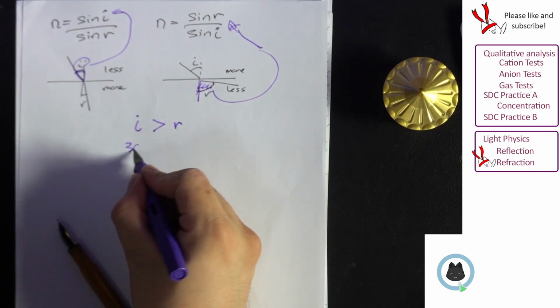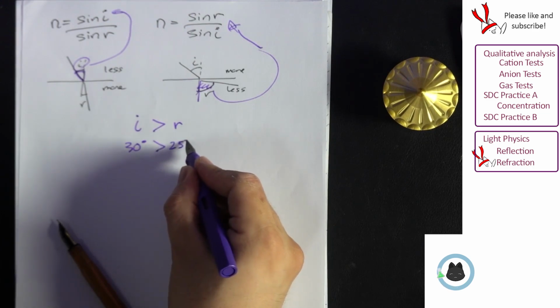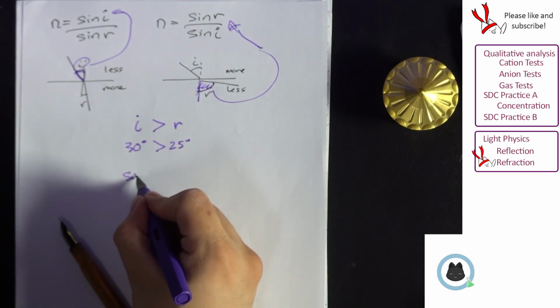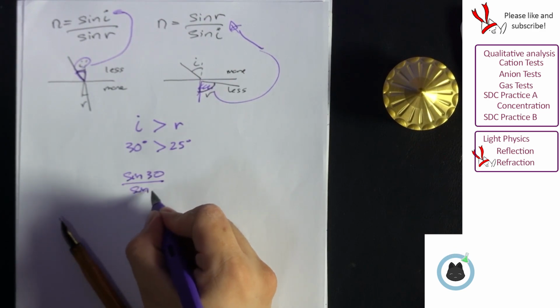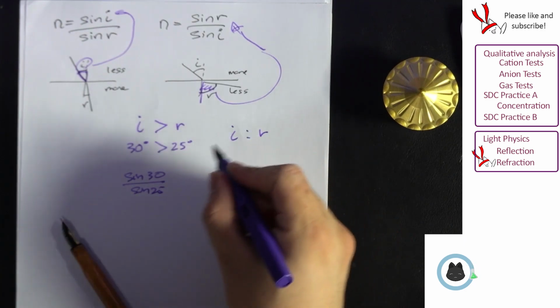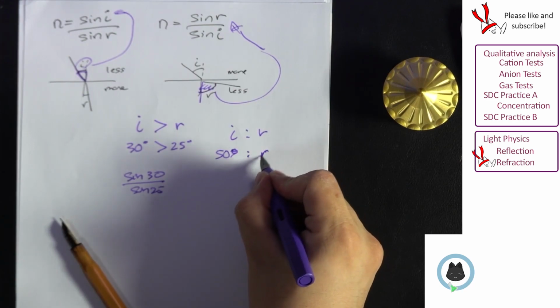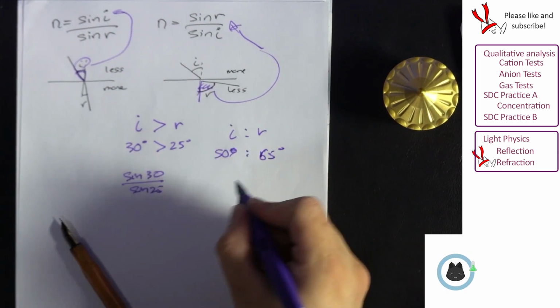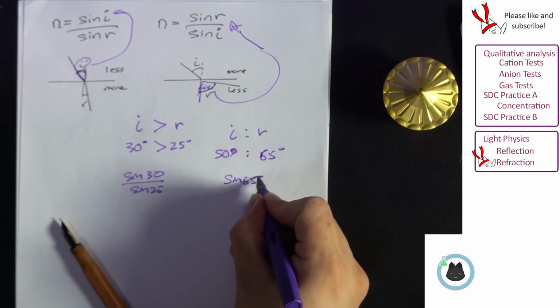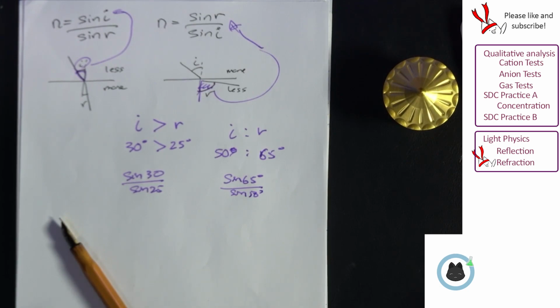Let's say i is 30 degrees and r is like 25 degrees. Then your answer will be sine 30 over sine 25. If you compare i and r, and i is 50 degrees and r is like 65 degrees, then you just take the r and put it on top. It becomes sine 65 over sine 50. Then this will become 1,000 times easier. No need to memorize already. Any angle that's bigger, put on top. You'll be good.